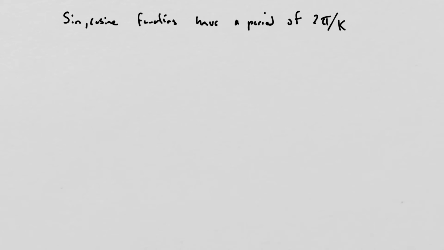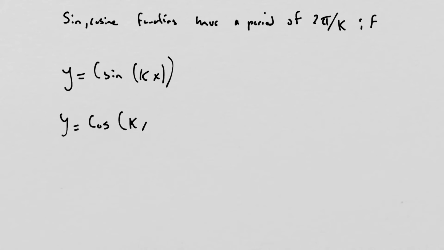To do this, we'll use the following formula. The functions sine and cosine given by the following equations will have a period of 2 pi divided by k if we have the following equations: y is equal to sine of k times x, and y is equal to cosine of k times x, where in both cases k is greater than 0. So now one complete period is completed over an interval of length 2 pi divided by k.